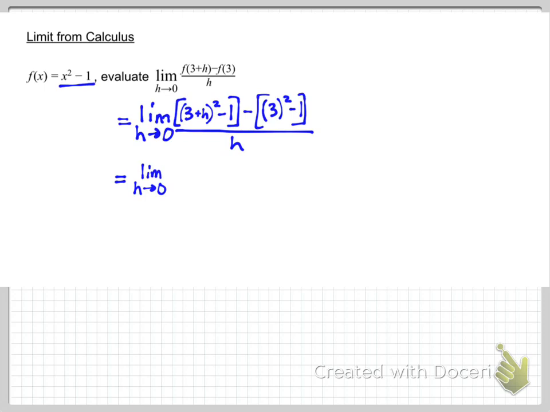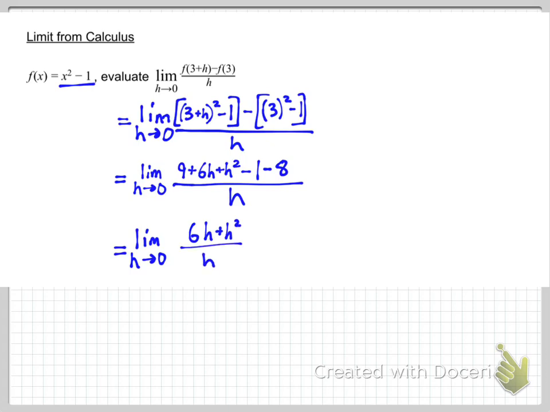Let's simplify this because it looks bad right now, and it might look a little worse before it gets simpler. So 3 plus h squared, that's 9 plus 6h plus h squared. You can use a Punnett square for that. We also have the minus 1, and I can simplify 3 squared is 9, minus 1 is 8, so it's all minus 8. Well, look at something interesting that happens. We still can't plug in 0 for h because that would cause the denominator to be 0, but 9 minus 1 minus 8 is 0, so we get this function right here.